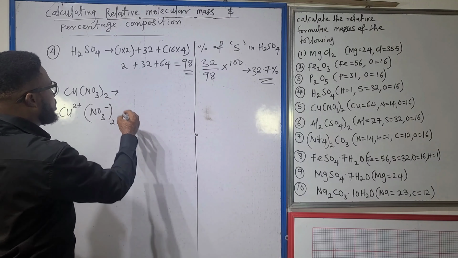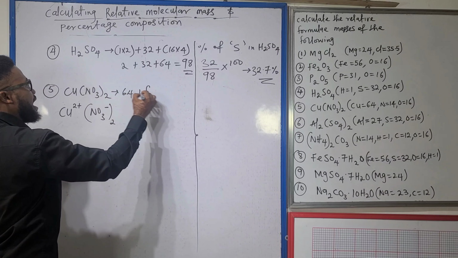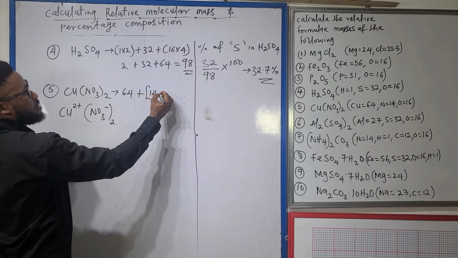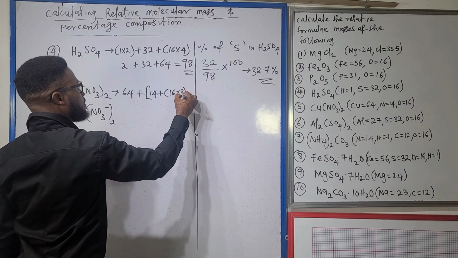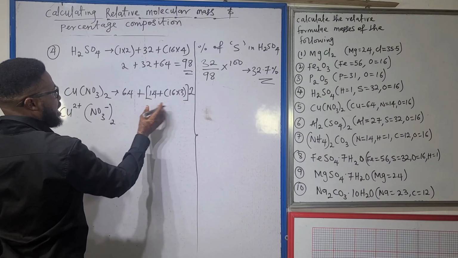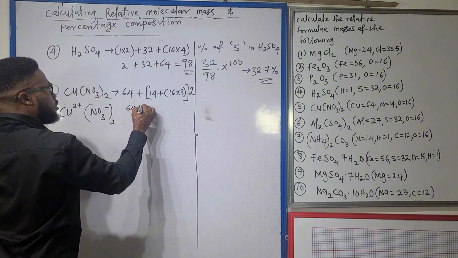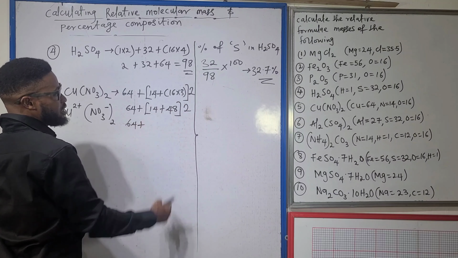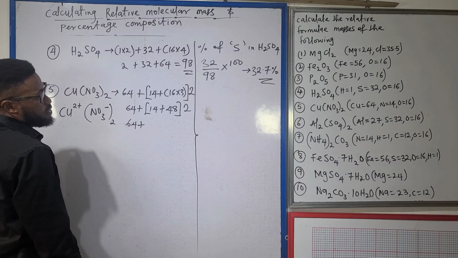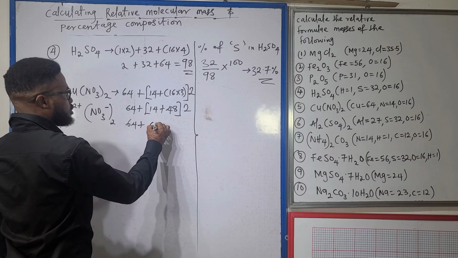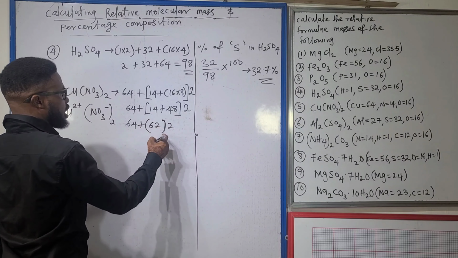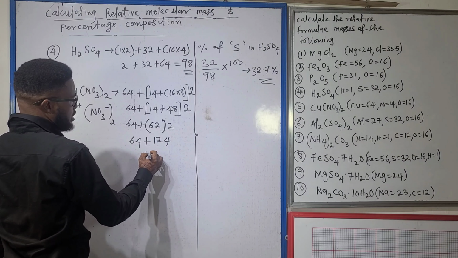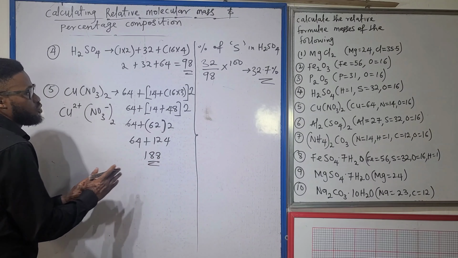Of course, copper in that question is 64, plus I have nitrate. Nitrogen here is 14, and then oxygen is 16 times 3, that is plus 16 times 3. Now all in brackets times 2 for what I have here. So that's going to give me 64 plus, in brackets, 14 plus 48, all multiplied by 2. 14 plus 48 is 62, times 2, that's going to give me 124. 64 plus 124 is 188. So that just ends that way.